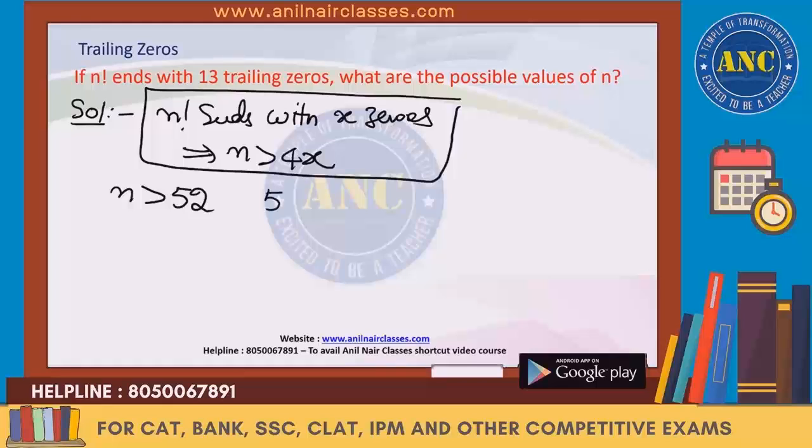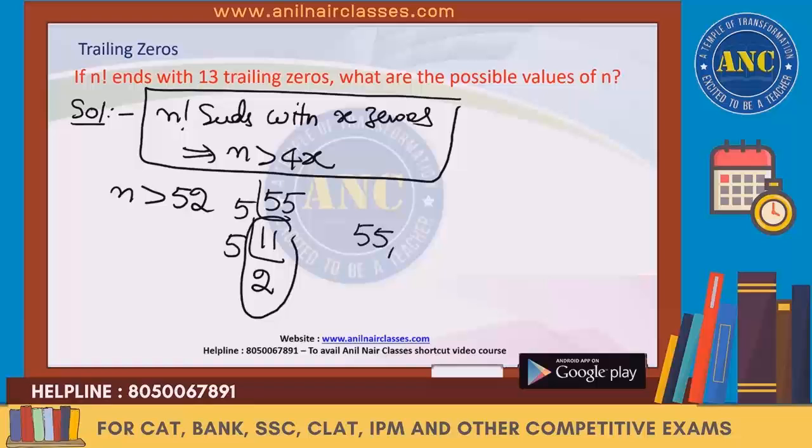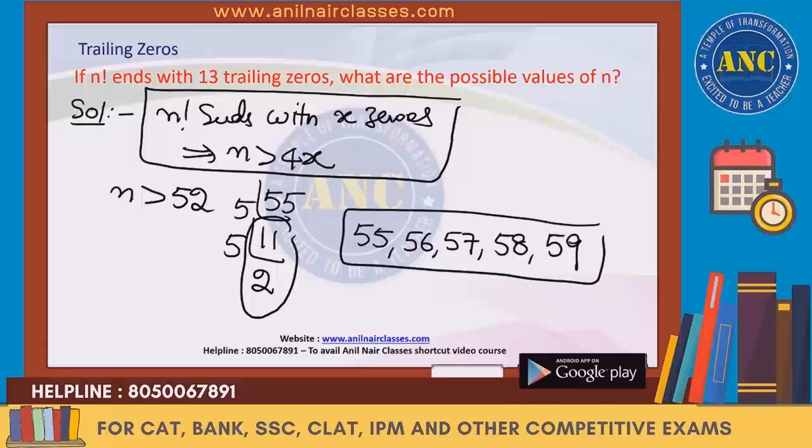What is the multiple of 5 just greater than 52? 5 11s are 55, 5 2s are 10, 11 plus 2 is 13. So what are all the values you will get? 55 you will get, 56, 57, 58, 59. Totally 5 values will have 13 trailing zeros. How many values can n take? 5 values n can take.